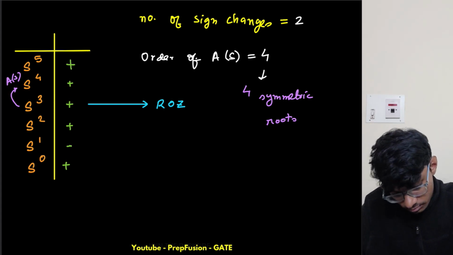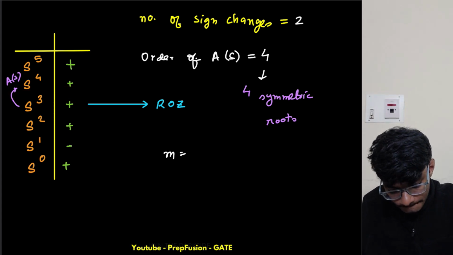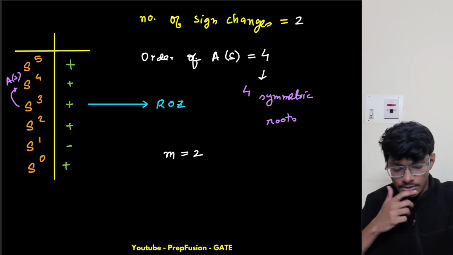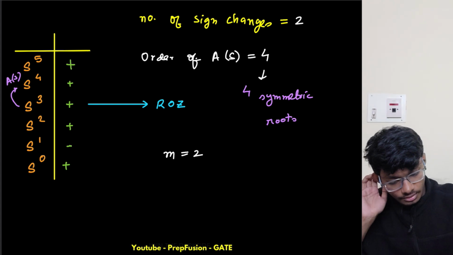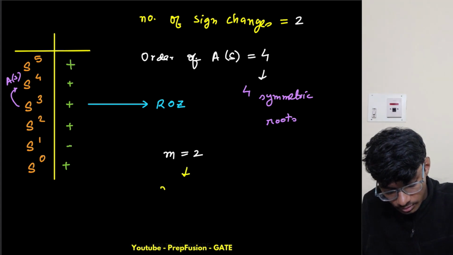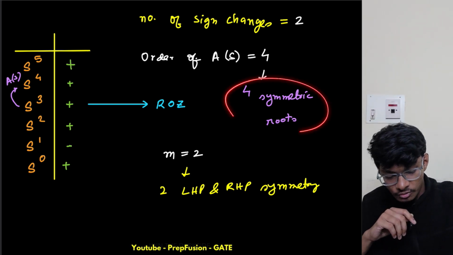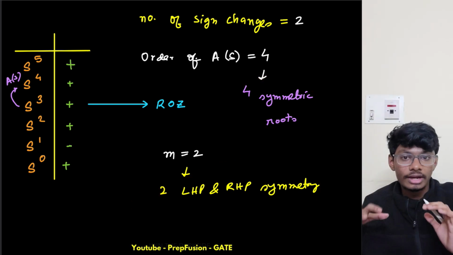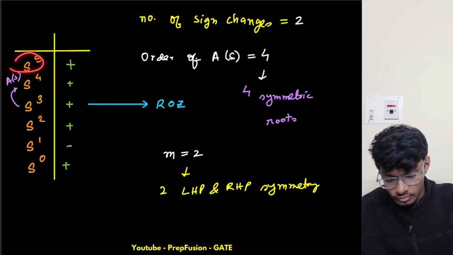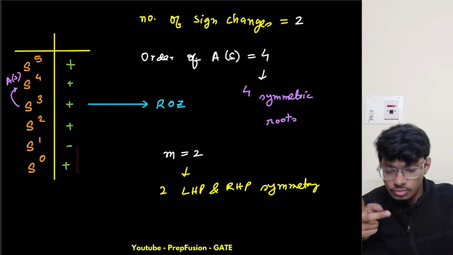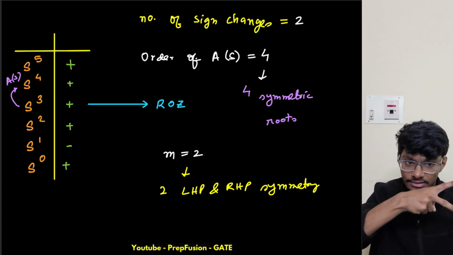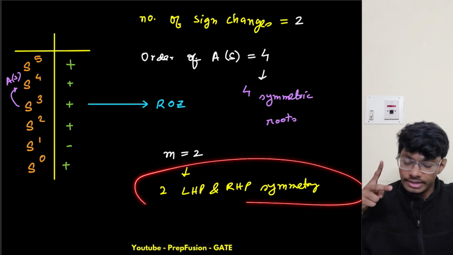So my m is equal to 2. So 2 left half plane and right half plane symmetry. Basically all these 4 symmetric roots are this only, so no roots will lie on the imaginary axis. Obviously I will have 5 roots. As there are 2 sign changes, 2 roots are on the right half plane and 2 roots are on the left half plane from this.